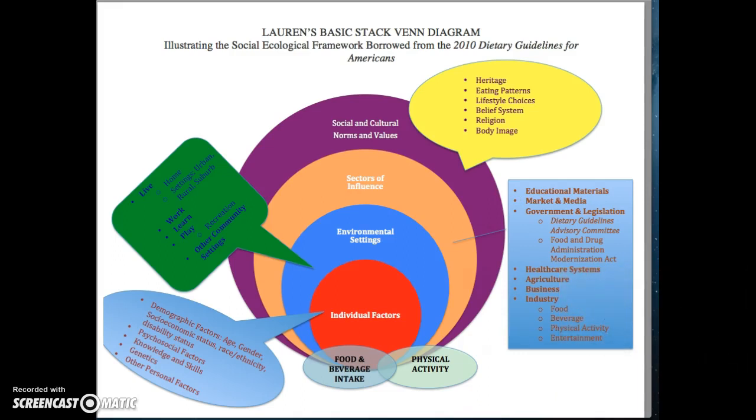So we see with social and cultural norms and values, we see heritage eating patterns. Actually, in the 2010 guidelines, it talked about different ethnicities and cultures that were influenced based on locations and what they ate.